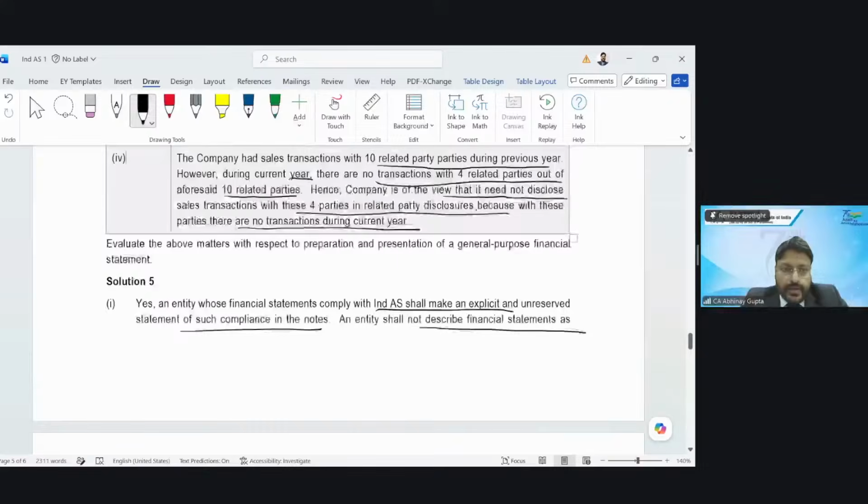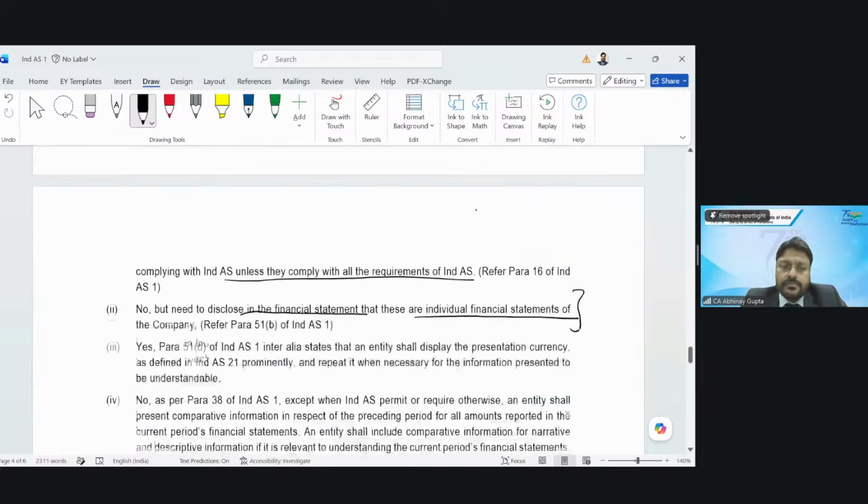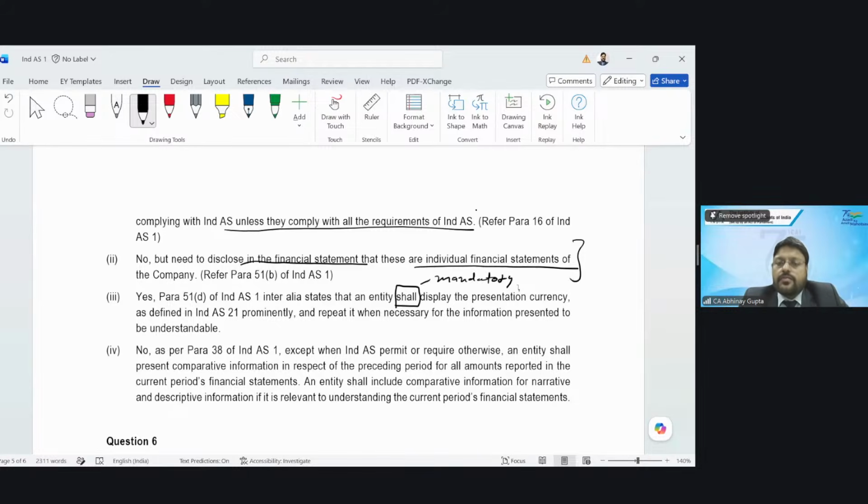Third point, the company is an Indian company preparing and presenting the Ind AS financial statements, and the Indian currency is INR. Do we still need to mention on our financial statements that financial statements are in INR? Yes. Para 51 of Ind AS 1 states clearly that the entity shall display. Shall, anyway, means mandatory, right? Shall display the presentation currency as defined under Ind AS 21 prominently and repeat it when necessary for the information presented to be understandable.